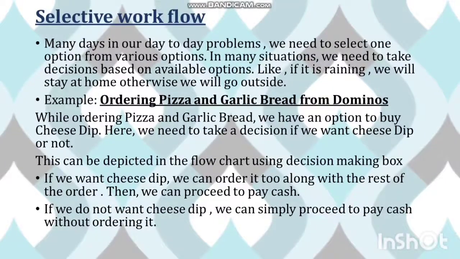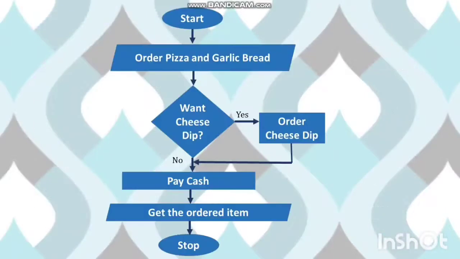So if we want cheese dip, we can order it too along with the rest of the order. Then we can proceed to pay cash. If we do not want cheese dip, then we will simply proceed to pay cash without ordering. So this is the procedure, this is the step which we are going to follow to draw the flowchart. So let's just continue with the flowchart.